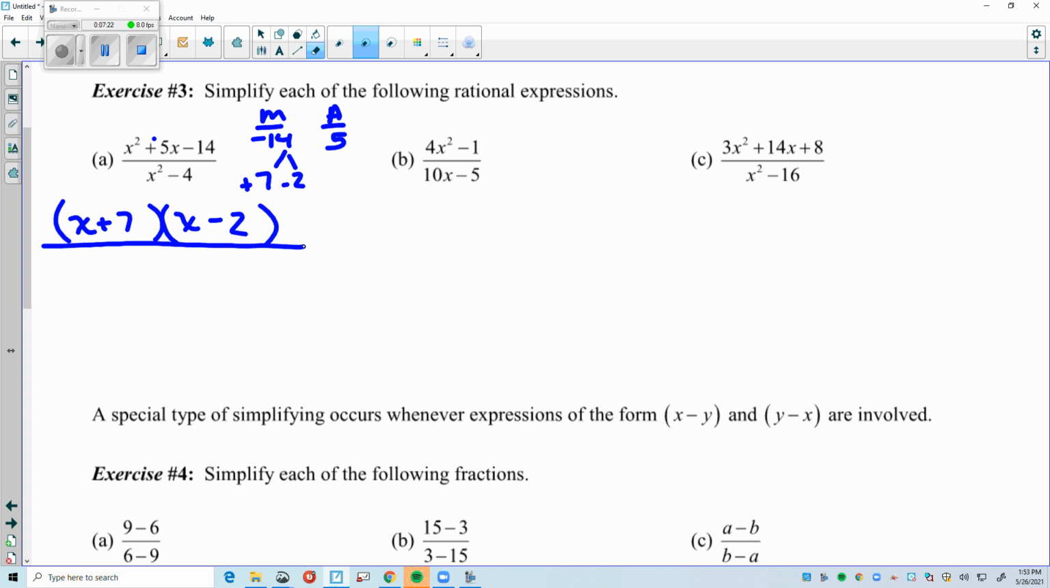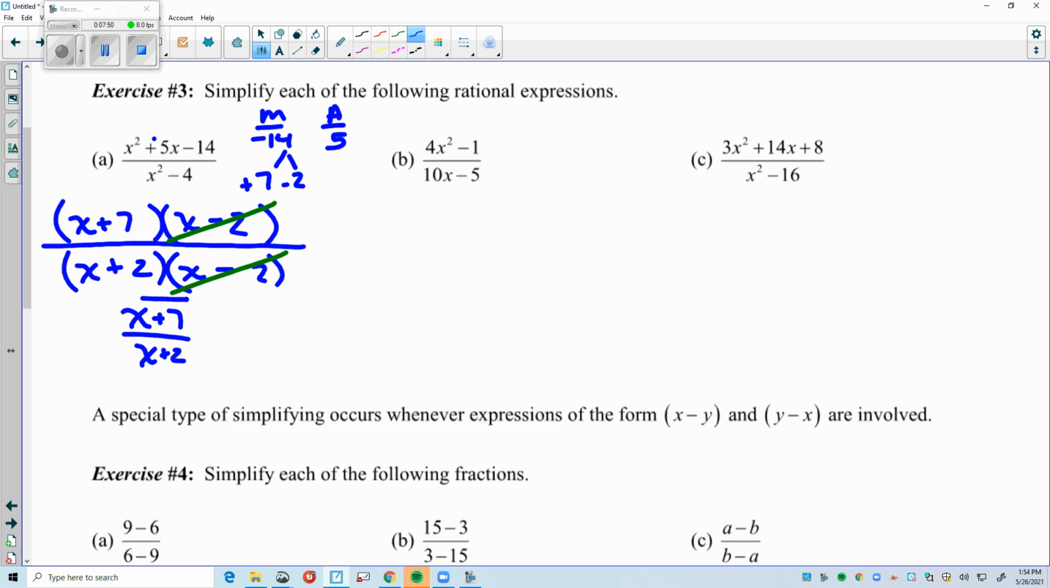Okay. On the bottom, again, here's a difference of perfect squares. So I know I'm going to have these guys, right? Square root each of your perfect squares. And then one's going to be positive, one's going to be negative. Okay, so to reduce this, I want to look and see what are my common factors. Well, I see a common factor of x minus 2 in each of those. And what I have left then is an x plus 7 on top, and x plus 2 on the bottom. Final answer.